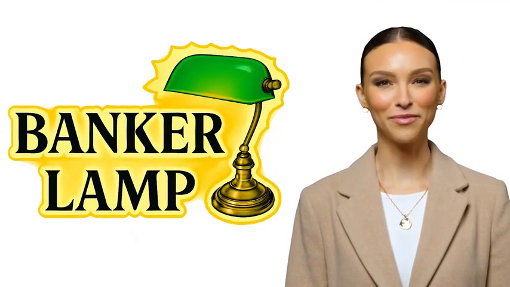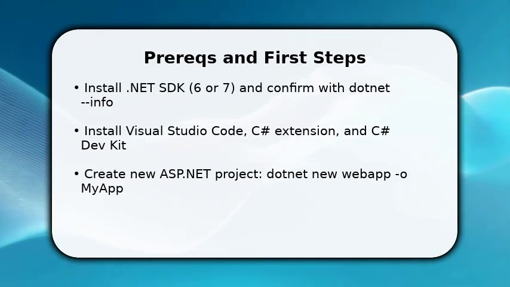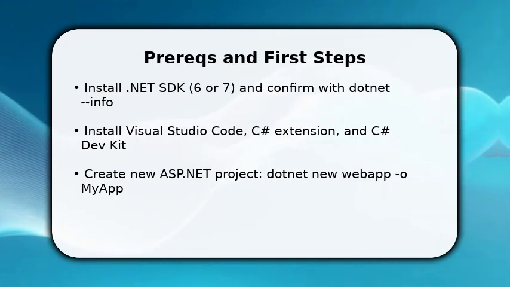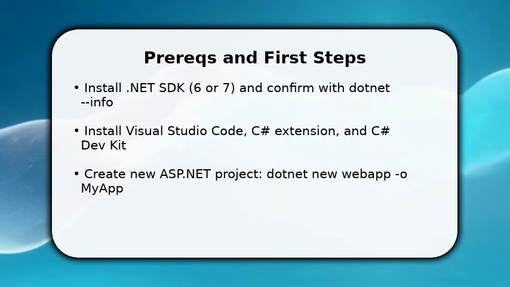Please enjoy the video. You start by ensuring you have the right tools. Install the .NET SDK and Visual Studio Code, then add the C# extension and Dev Kit. Once done, open a terminal and run dotnet new webapp -n MyApp to create a minimal ASP.NET project. This gives you project files, a Program.cs entry, and a launch configuration.